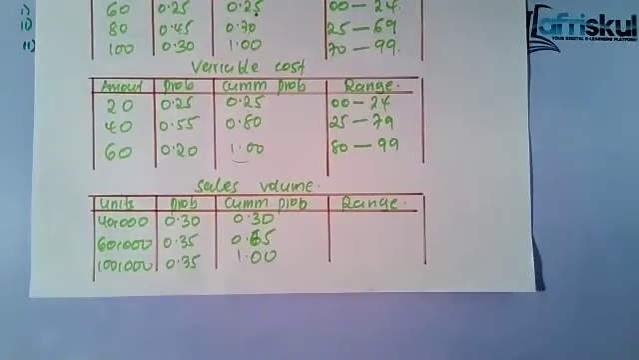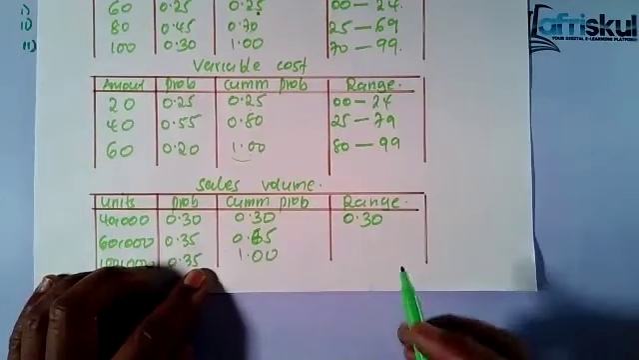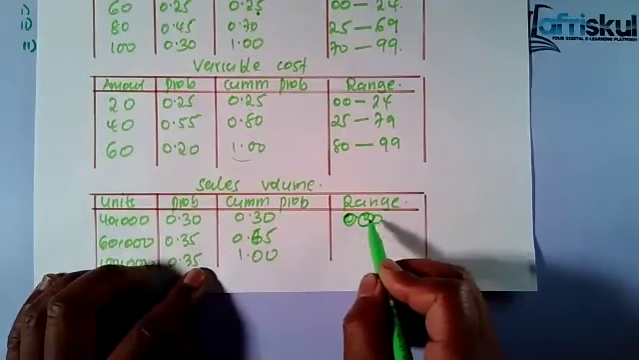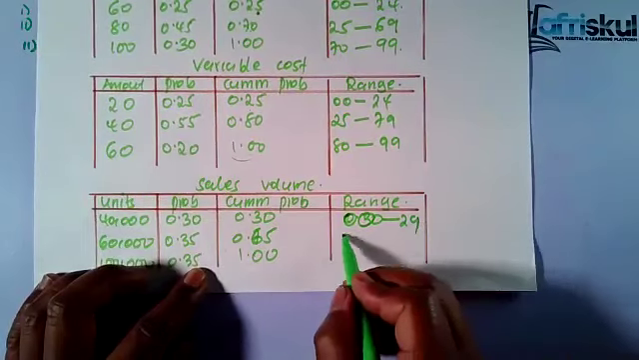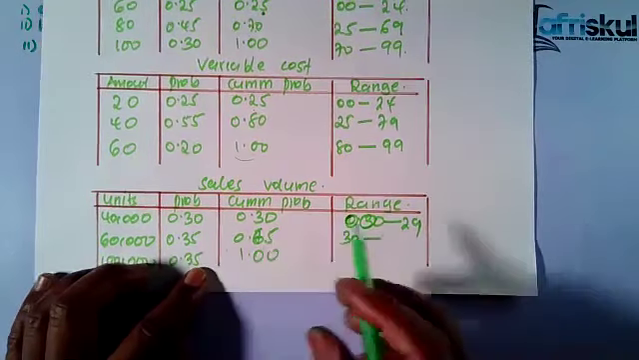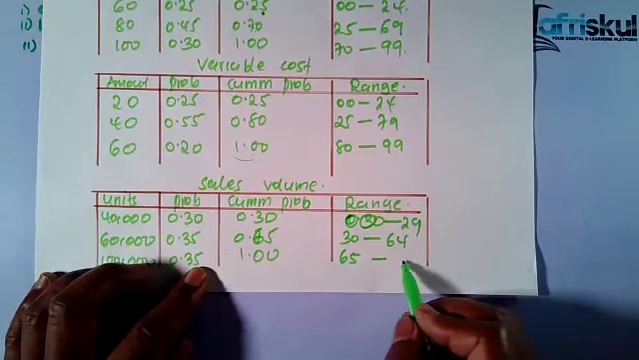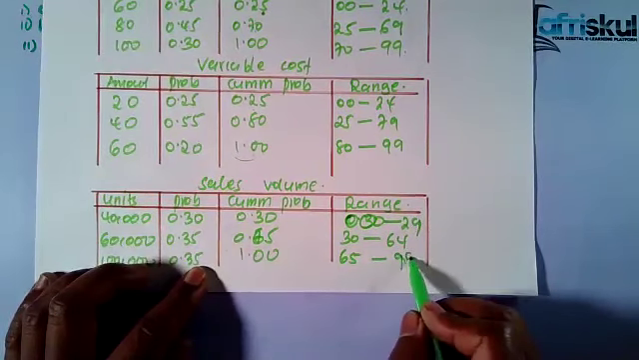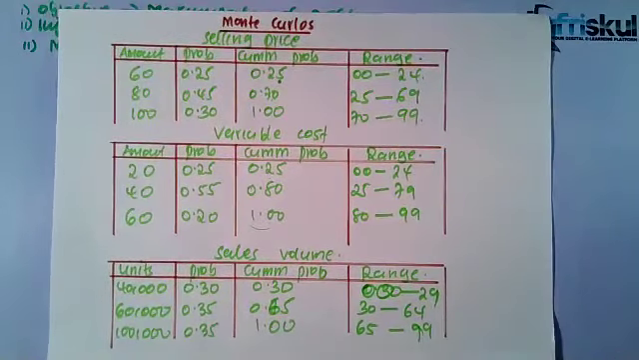Then we come to the cumulative probability for sales volume. So it's 0.30. Sorry, it's 00 to 29, since 30 minus 1 is 29. Then from 30, this is 65. 65 minus 1, you get 64. And then from 65 to 99. Like that. So that's our Monte Carlo. That was step number three.